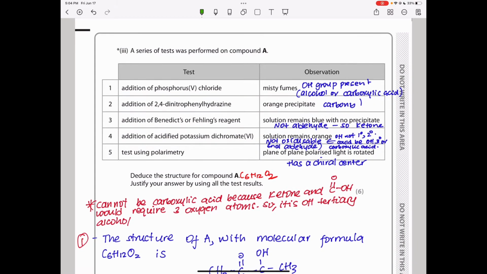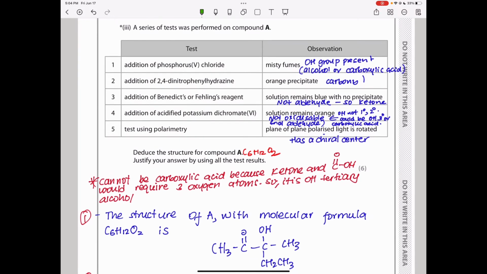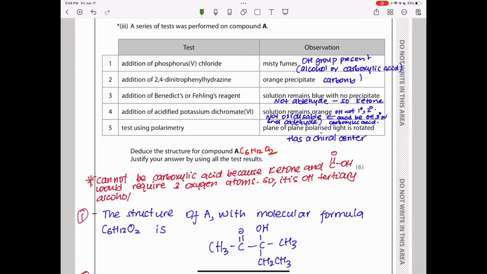The next part says a series of tests was performed on compound A. Okay, let's see. They say addition of phosphorus pentachloride. Phosphorus pentachloride is to test for the presence of OH. It could be an alcohol OH or a carboxylic acid OH. So here they say misty fumes. If misty fumes are present, it means there is an OH group present. It could be an alcohol or carboxylic acid.